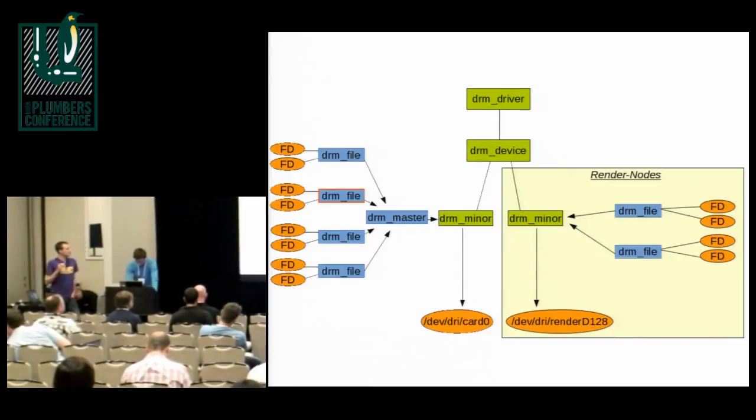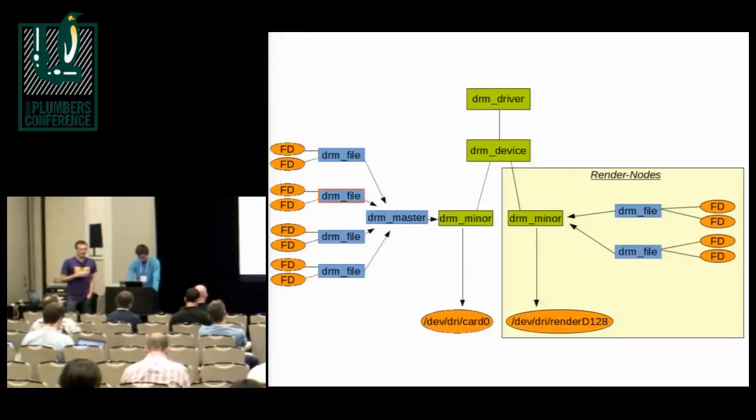The render node needs support from the drivers, because the driver needs to tell the DRM core which ioctls, which commands, can be issued on the render node. On the other hand, you cannot do any mode setting on the render node. You cannot do any commands which affect global state. You can just do rendering.